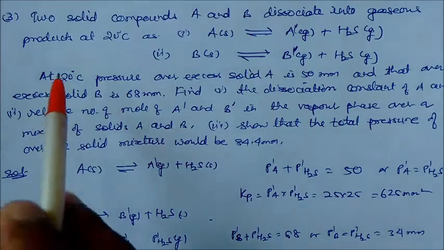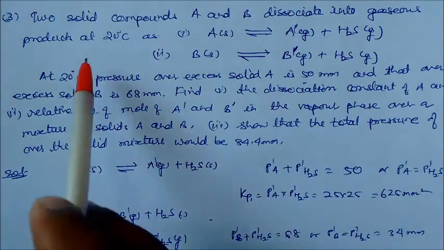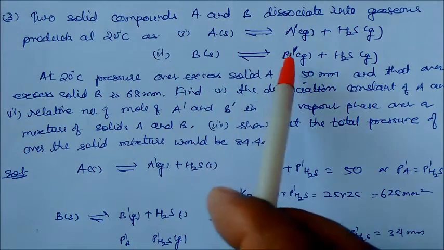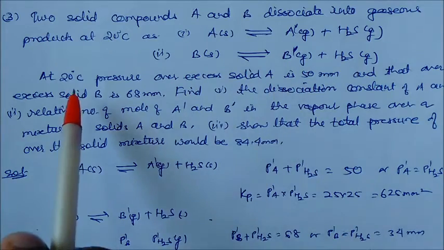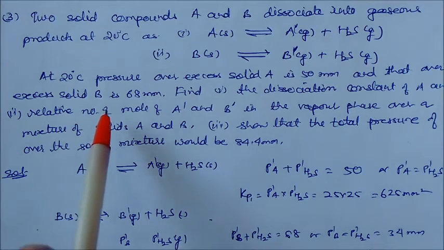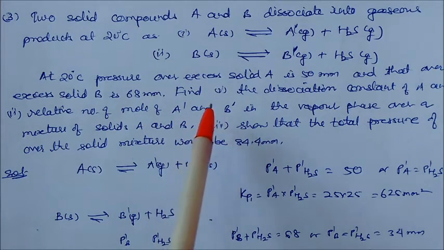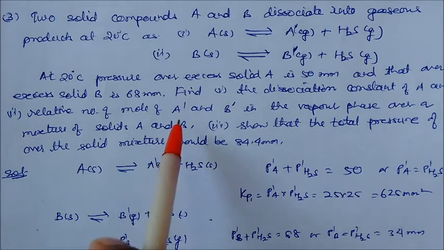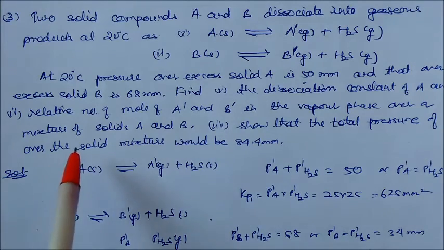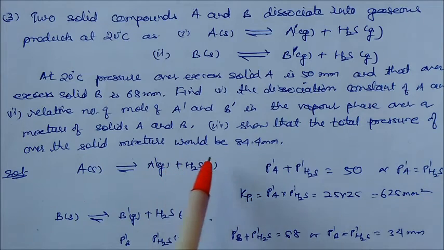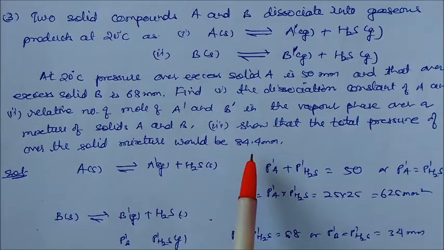Two solid compounds A and B dissociate into gaseous products at 20 degrees centigrade as follows: A is converted to this plus this, B is converted to this plus this. At 20 degrees centigrade, the pressure over excess solid A is 50 millimeter and that over excess solid B is 68 millimeter. Find, one, the dissociation constants of A and B. Second, the relative number of moles of A and B in the vapor phase over a mixture of solids A and B. And third, show that the total pressure of the gas over the solid mixture would be 84.4 millimeter.